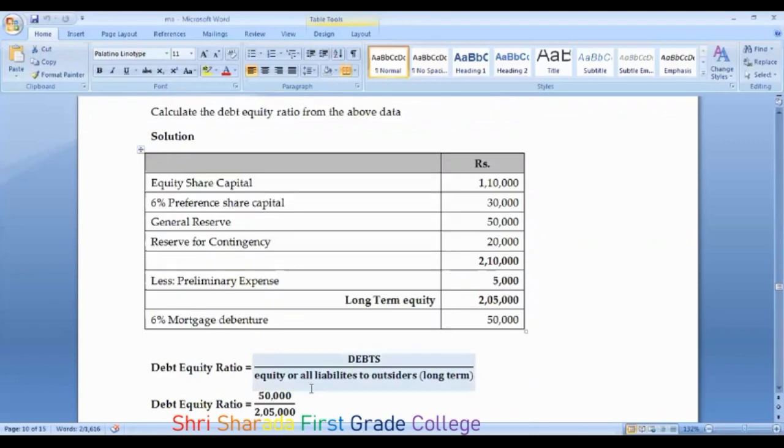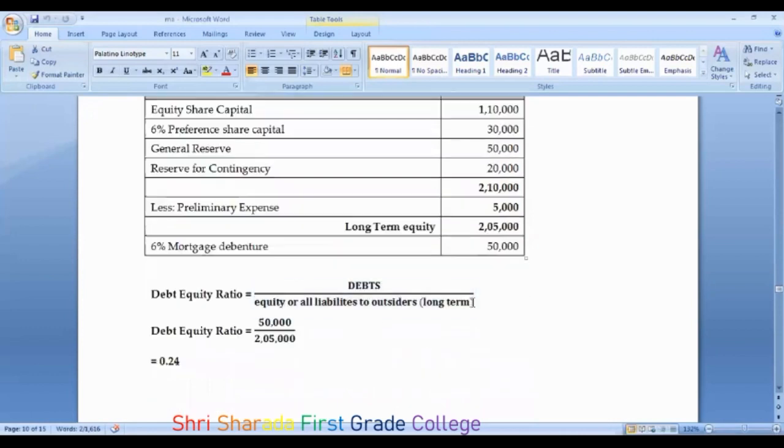This is also nothing but all the liabilities to outsiders which are long term. Whenever they mention it as short term, that information will not be considered here. So less preliminary expenses 5,000, and you get the long term equity as 2,05,000. Now there is a 6% debenture, so 50,000. By keeping these two pieces of information, you can find out the debt equity ratio.